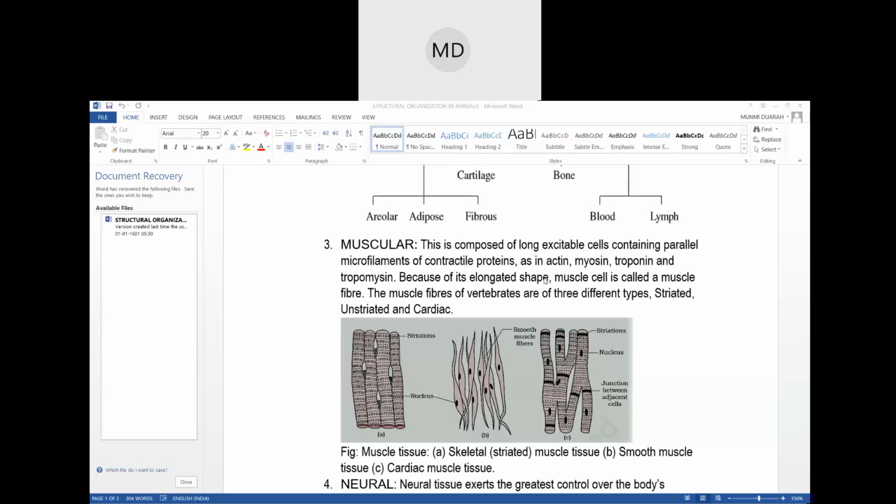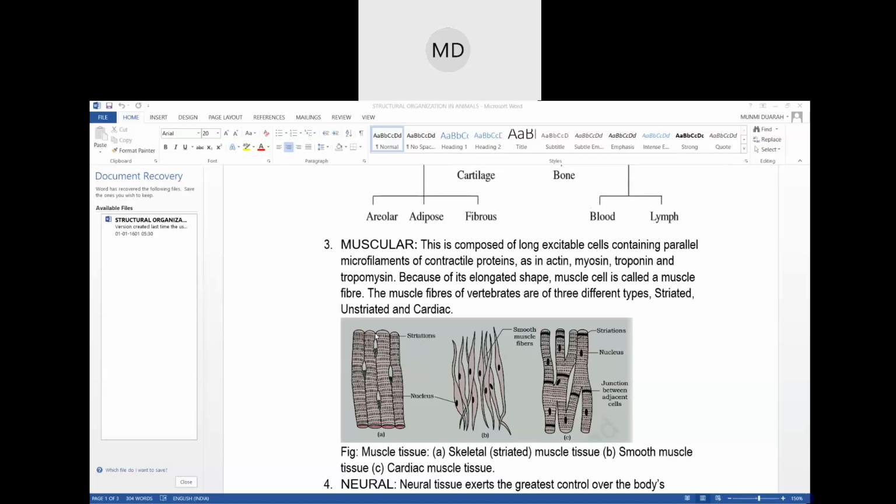Then striated muscle. Striated muscle is the skeletal muscle. It is in the skeleton, so it is also known as skeletal muscle or striated muscle. Same thing, skeletal or striated. This is the structure. And why striated? Because see, these are the striations. If you see the diagrams, it will be very clear.